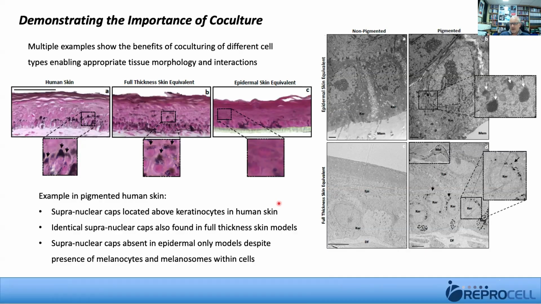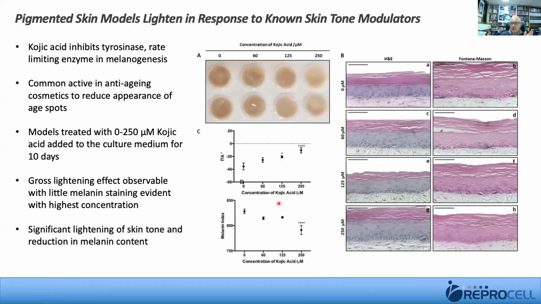These data show the importance of co-culture. So if we produce an epidermal-only model and incorporate melanocytes, we do not see the formation of the supranuclear caps. This only occurs in the presence of the dermal compartment. So the crosstalk between the epidermis and the dermis is very important for the normal differentiation of the tissue. And that's one of the reasons why a full thickness system is ideal for studying these skin pigmentation aspects. So what do we do with these models?